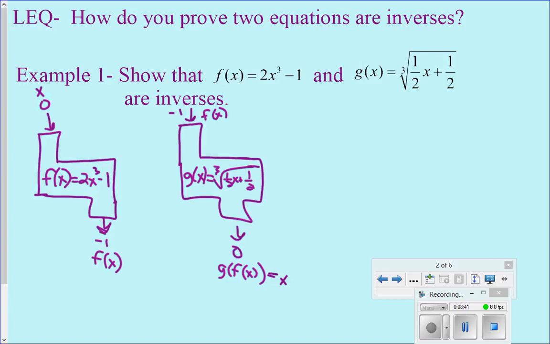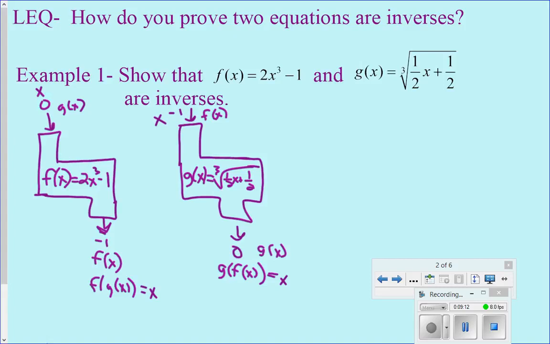I could start with this function g of x and put x in. So x goes in, out comes g of x. Then I put g of x over here into the f function. So g of x goes in, and out comes f of g of x. That f of g of x should be equal to my original input, which was x, if f of x and g of x are inverses.